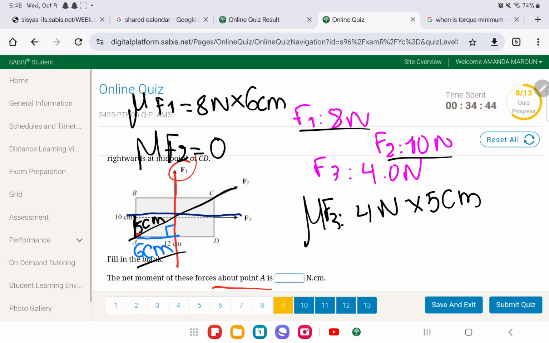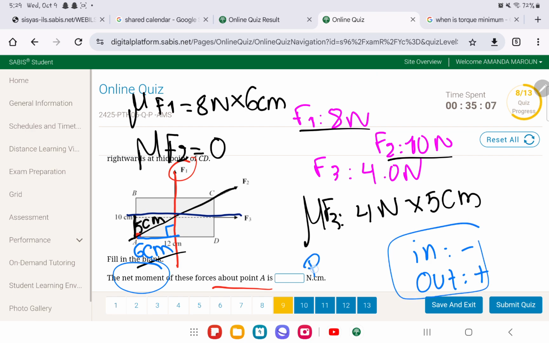We need to now find the direction. Why? Because they asked us for the net moment. So we remember if our thumb is inward, it's negative. If our thumb is outward, it is positive. So let's do the right hand rule, RHR.